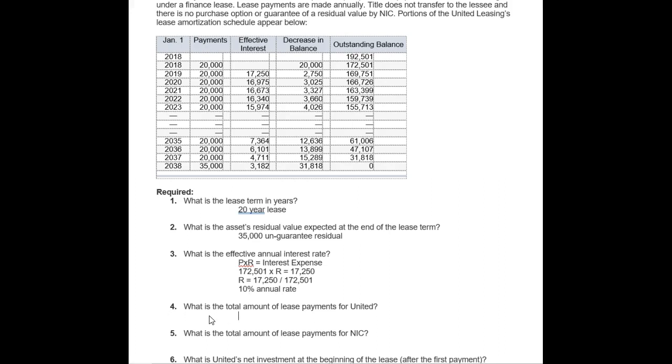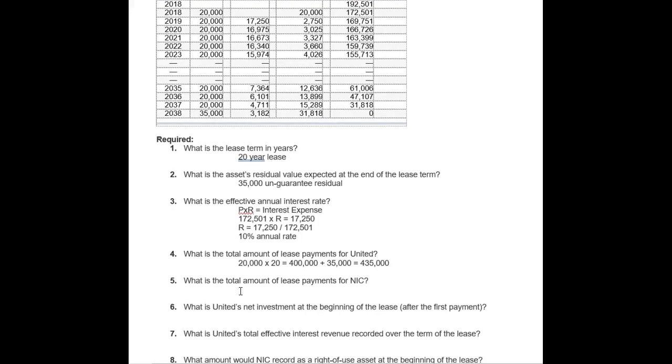Okay, number 4. What is the total amount of lease payments for United? Now, again, United is the lessor. So what are they going to expect to receive? Well, they get $20,000 times 20 years, so they're going to get $400,000 in lease payments. But that's not it. They're also expecting to get a payment in the form of equipment at the end for $35,000. So in total, they expect to receive $435,000. Granted, the residual value is not guaranteed, but it is still expected by the lessor.